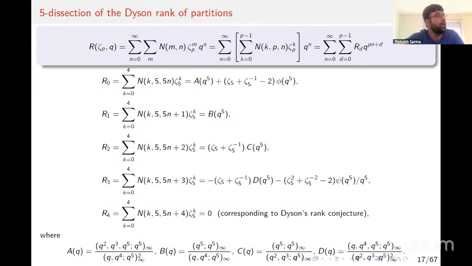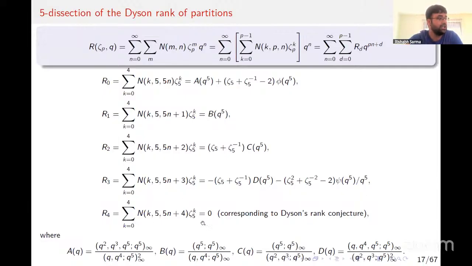Here's an example. The 5-dissection of Dyson's rank of partitions given by Ramanujan. It's found in one of Ramanujan's notes, where you can see that these are the rank dissection elements written in terms of products, generalized eta products, or I would rather call them Jacobi products. Of course, some of those elements also have these correction factors attached to them, which I'll again define in a later slide. Some of them are just products.